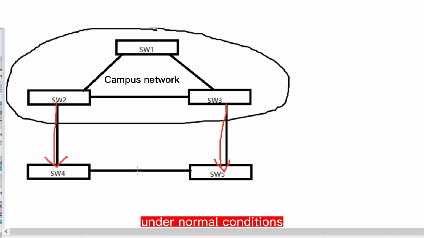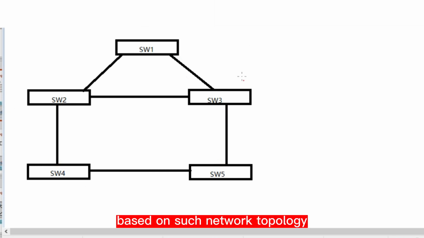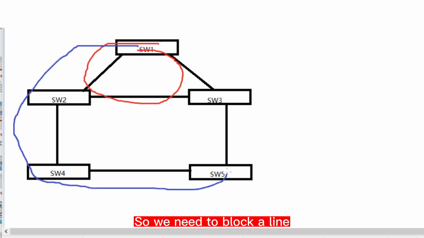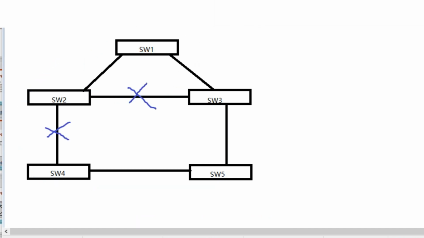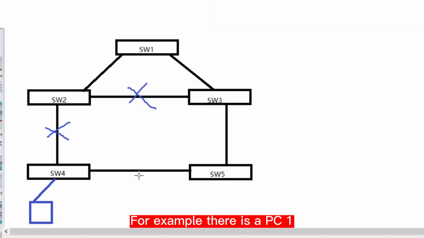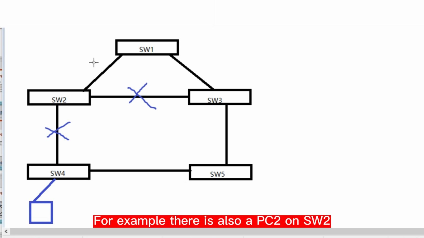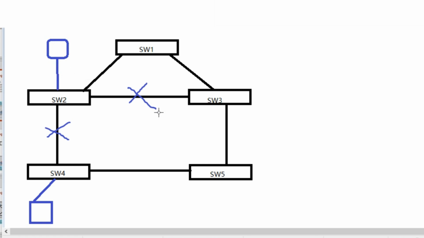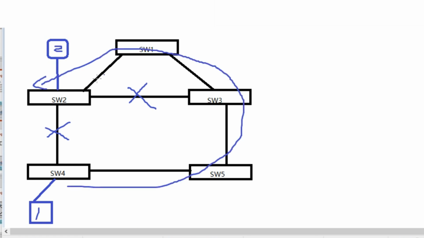Under normal conditions, if it is a single domain, we can take a look. Based on such a network topology, we'll form a loop, so we need to block a line. Next, under my SW4, for example, there is a PC1, and then it goes to access SW2, where there is also a PC2. If we use a single domain, when this line is blocked, PC1 visiting PC2 can only go this way. This leads to a data detour. This is a single domain.